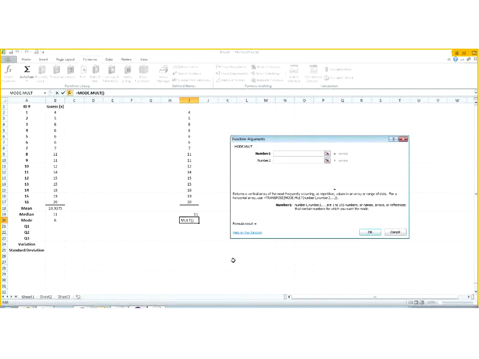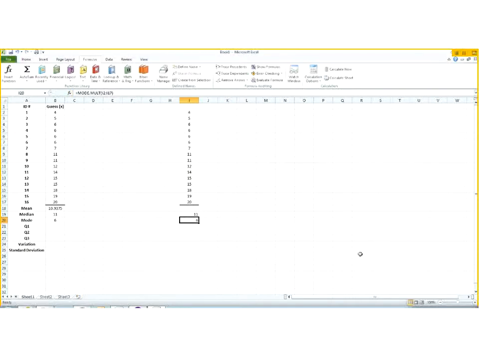Then we need to tell it what numbers we want to look at. So we're going to, again, click on the first set of numbers in the set that we want. And then we can hold the Shift button down and click on the last button while you're holding the Shift button down, and it highlights everything. And once we've highlighted all the numbers we want to look at for the mode, we're going to push OK. And guess what? It came out to 6, which is exactly what we saw when we looked at it. Okay?